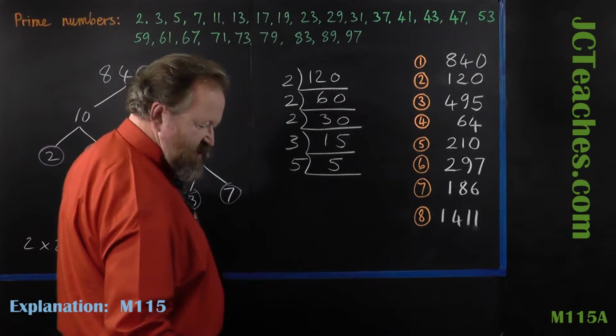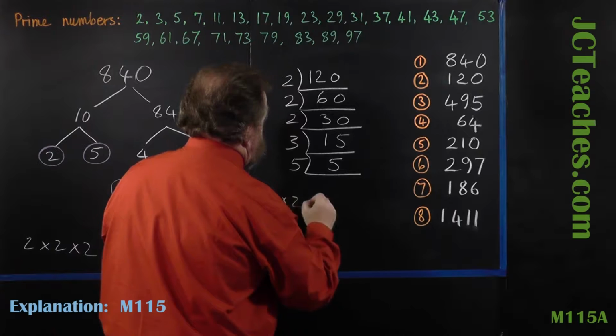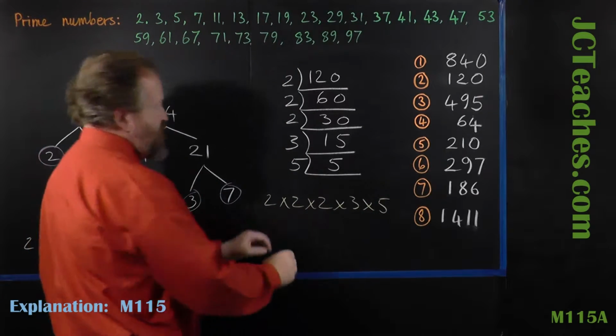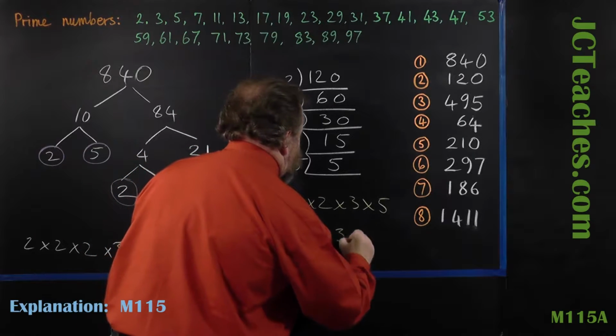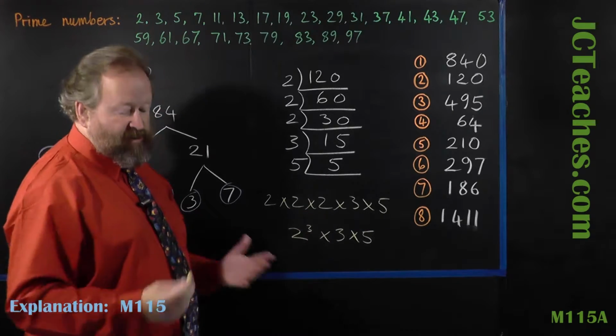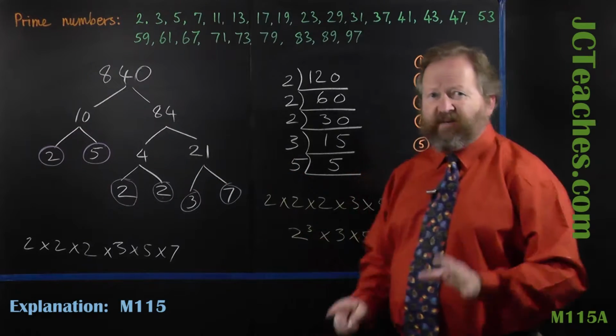So the answer to this one, therefore, is 2 times 2 times 2 times 3 times 5. Or, if you prefer, 2 cubed times 3 times 5, because 2 times 2 times 2 is, of course, 2 cubed. Right. That is the same as that. Seriously, that is the same as that.